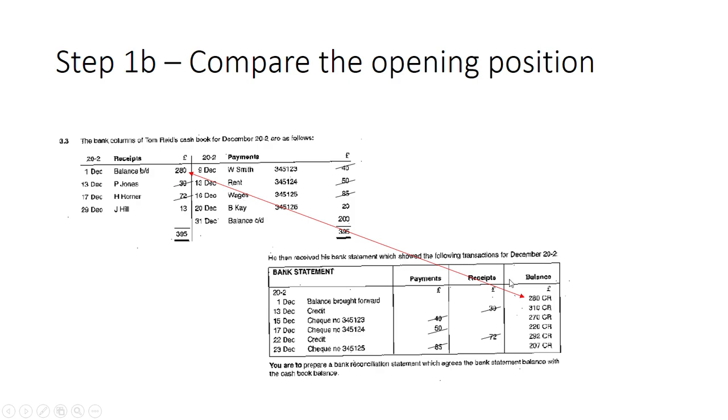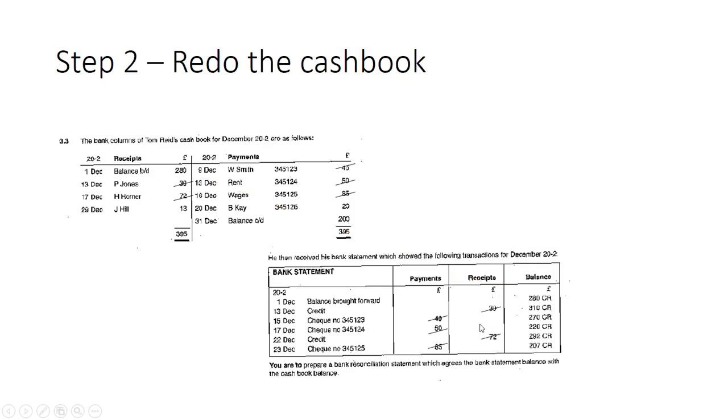Now step 2, you're going to redo this cash book. So you've got this cash book here for the things that are on the bank statement that haven't been ticked off. And what we actually see is that there isn't anything in step 2, is there? Because we've ticked off everything in the bank statement. So we've done it.